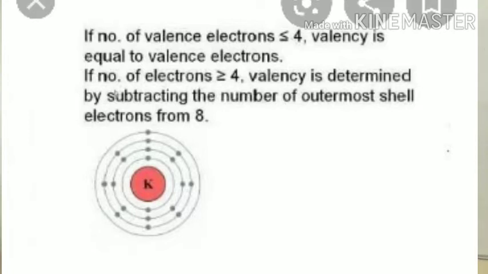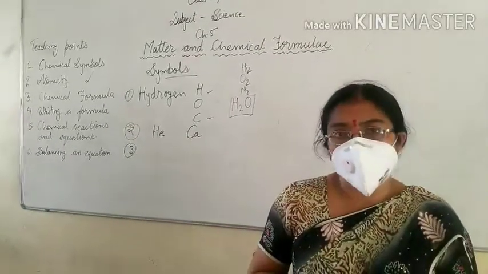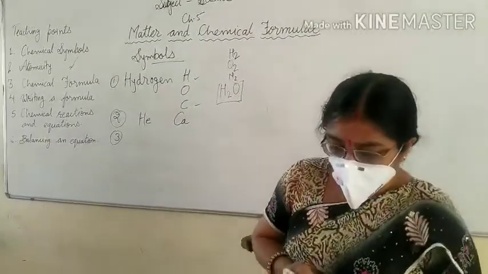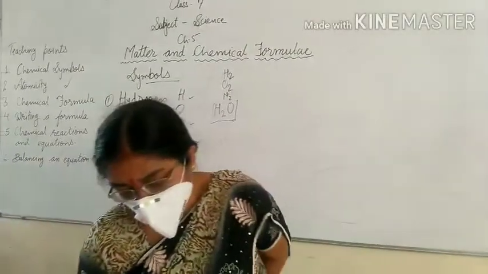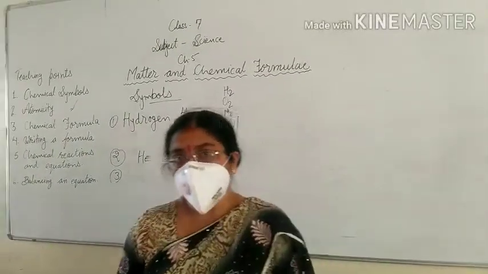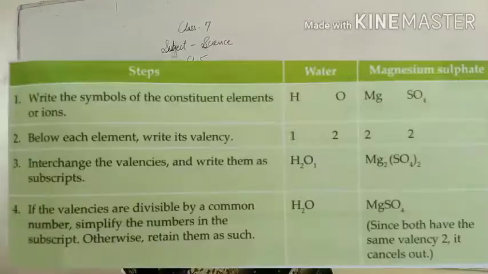Some elements also have more than one valency. For example, copper sometimes has valency 1, so it is charged Cu plus, and sometimes it has valency 2 also. Now, how can we write a chemical formula? For writing a chemical formula, you can observe the given table.